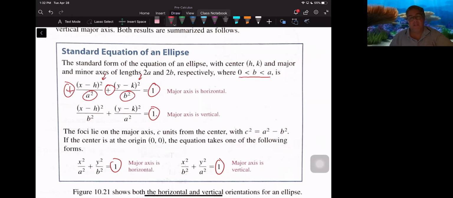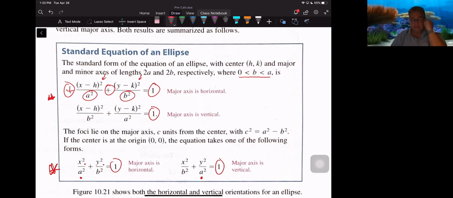Okay, so that's why we say the major axis is the 2A, because you're going to take the larger of the two numbers. Now this top version up here is when they're centered somewhere other than 0, 0. They're centered at H and K. Down here, notice that there's no center, the center is 0, 0, so that's why it's just x squared and y squared. Also look that in this case, a squared is under the x squared, and in this case, the a squared is underneath the y squared.